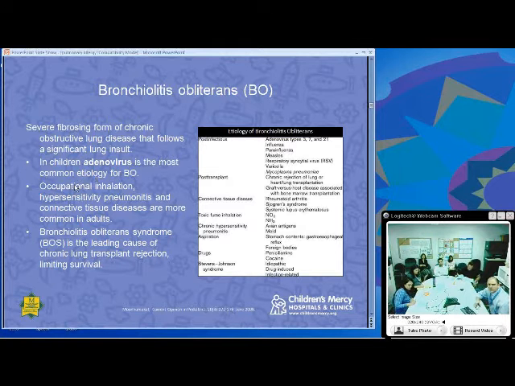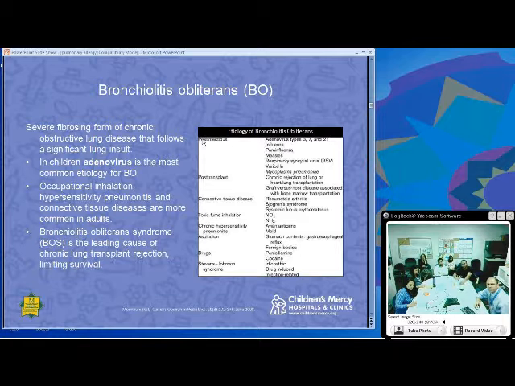In adults, there are other forms that are more common, like occupational problems, hypersensitivity pneumonitis, or even connective tissue disorders. When patients post-transplant, specifically for lung transplant or bone marrow transplant, present with chronic respiratory problems with airway obstruction, air trapping, and pulmonary infiltrates, it is called bronchiolitis obliterans syndrome. Bronchiolitis obliterans syndrome is the main cause of morbidity and mortality in post-transplant patients.